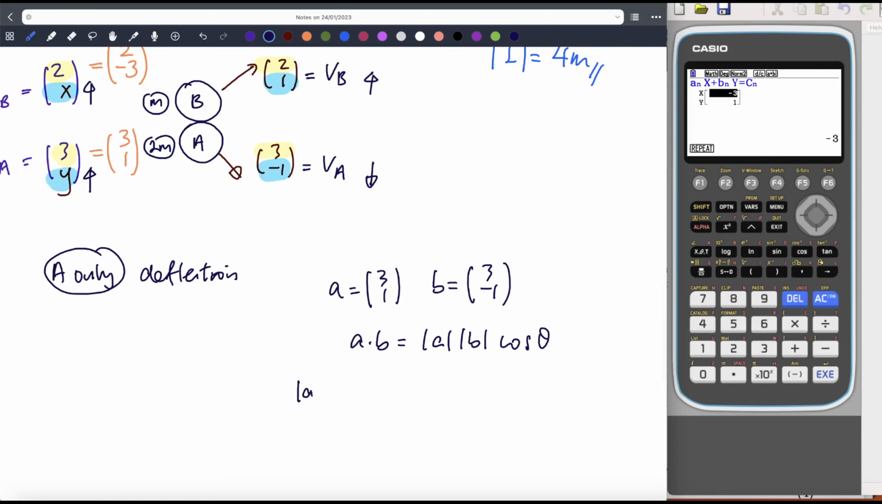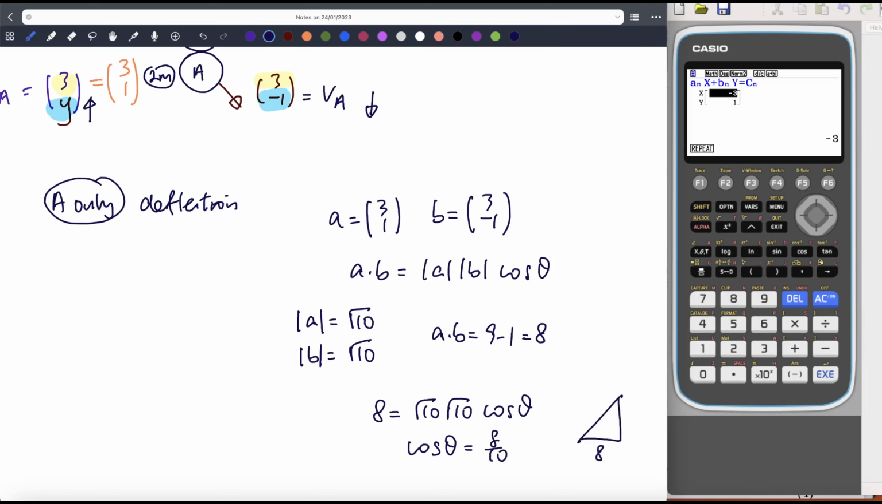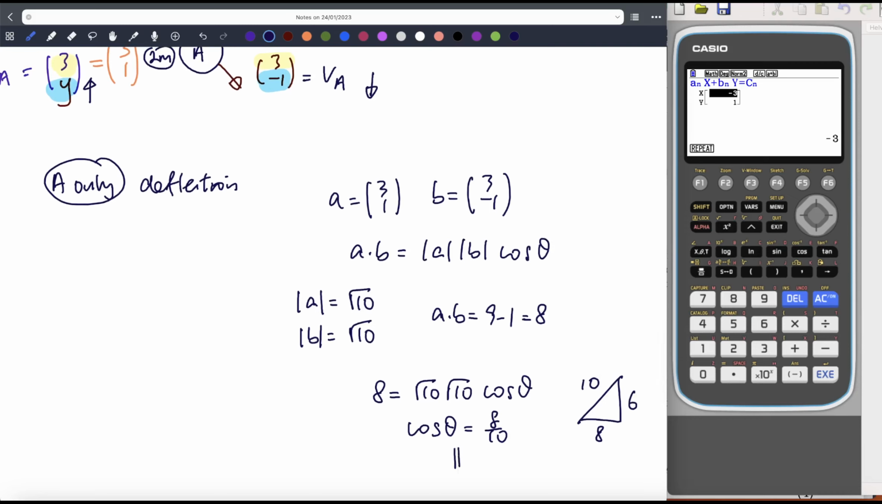Notice that mod A is root 10, and mod B is root 10 as well. So A dot B is 9 minus 1, that's 8. So we can sub it in and say 8 equals root 10 times root 10 cos theta, and you've got cos theta to be 8 over 10. Of course, 8 and 10 give a 3, 4, 5 triangle, so the other side must be 6, isn't it? So you can then say tan theta is 6 over 8, which is 3 over 4.